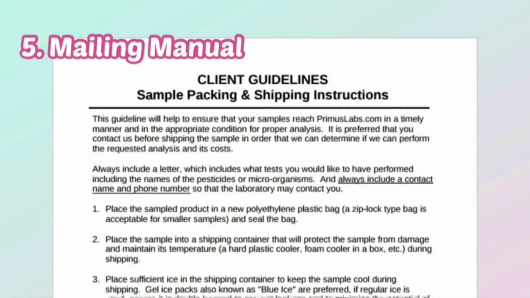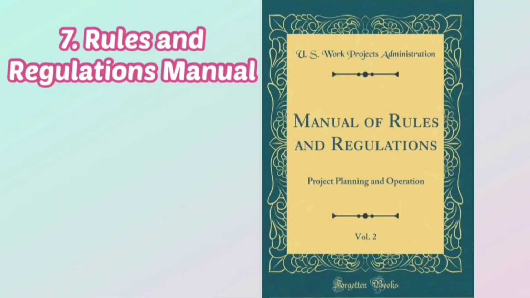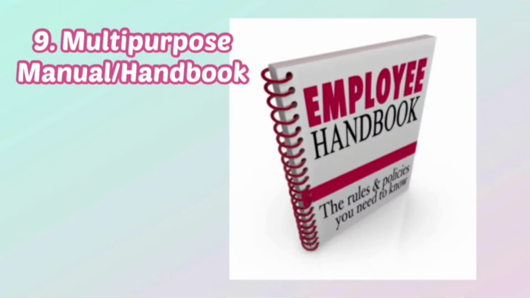Fifth, mailing manual. It gives detailed instruction in all phases of handling both incoming and outgoing mail. Sixth, filing manual. It is a structured set of personal data that is orderly organized. Seventh, rules and regulation manual. Employees should work according to the rules and regulations. Eighth, historical manual. It contains a brief history of an enterprise that employees should know. And lastly, multi-purpose manual or handbook.